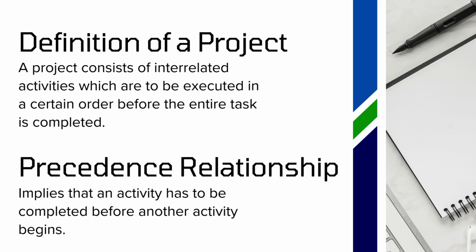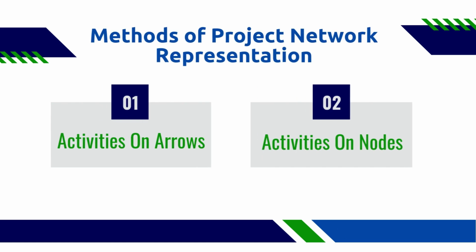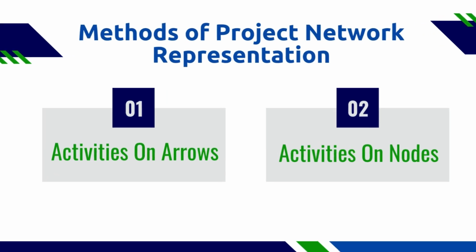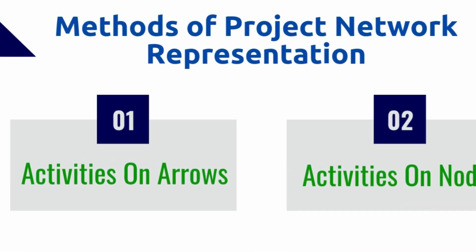Now, since we know that projects are in precedence relationship, how do we identify this precedence relationship? They're represented diagrammatically using a network. And there are two types of representation using the network. We have activities on arrows, abbreviated to AOA, and activities on nodes. But for this context, we're going to be using activities on arrows.